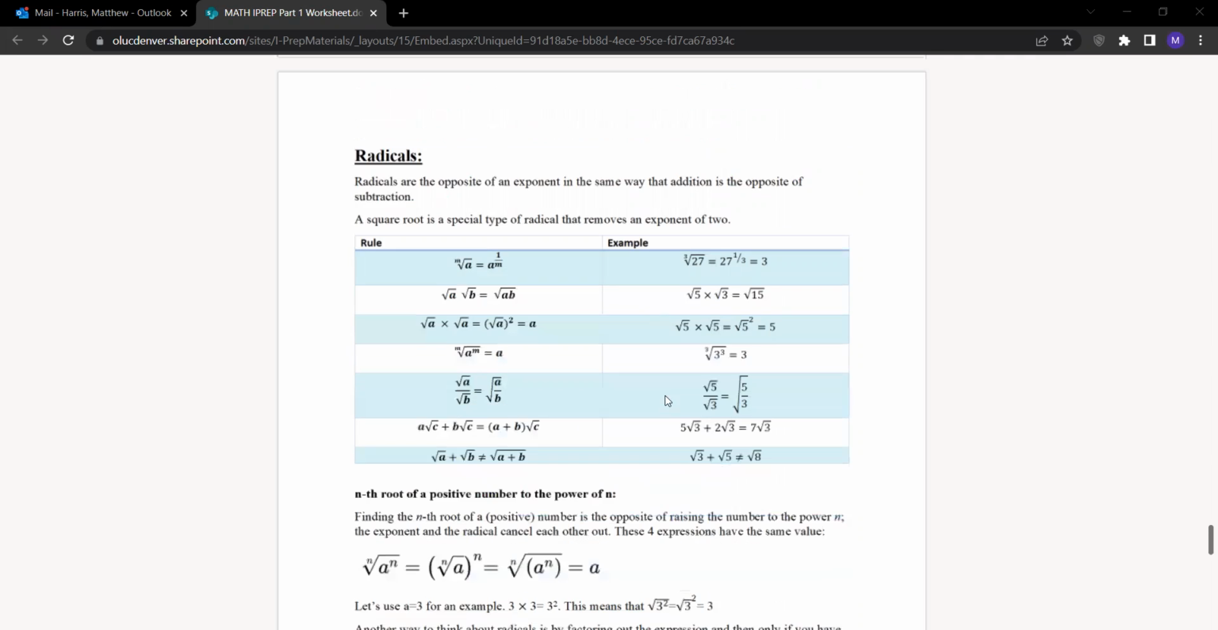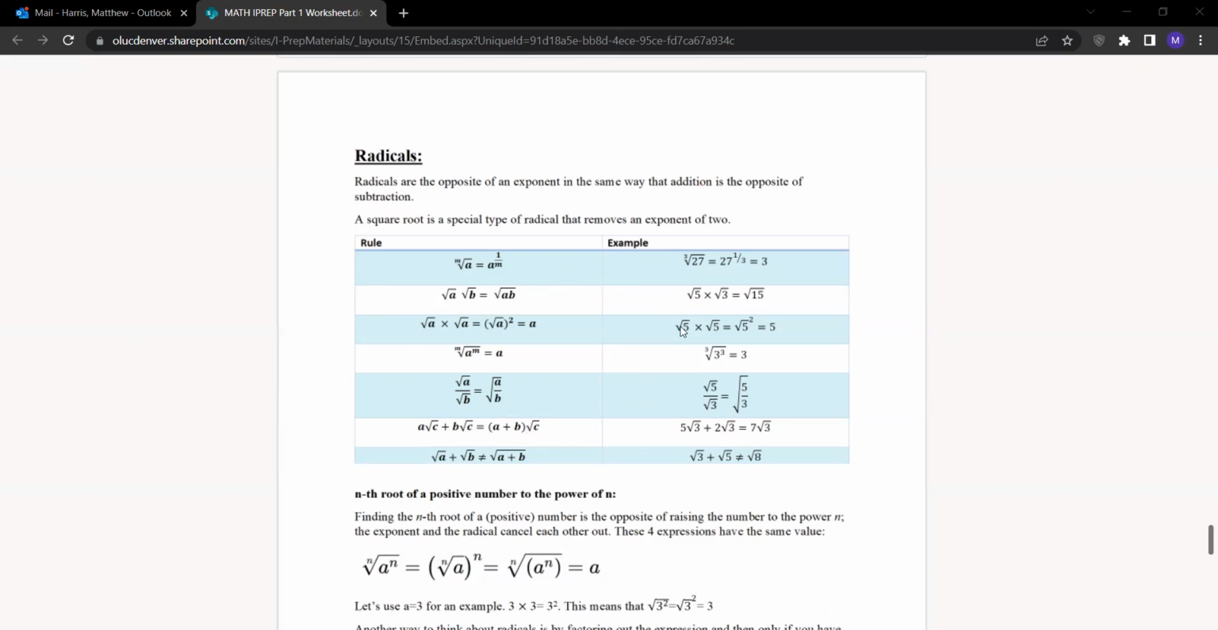So now we have radicals. Radicals are the opposite of an exponent in the same way that addition is the opposite of subtraction. A square root is a special type of radical that removes an exponent of 2. So here are our rules, and here are some examples. These rules don't get the fancy names that we give to our other ones that we have with our exponents. We just have the same principles though.